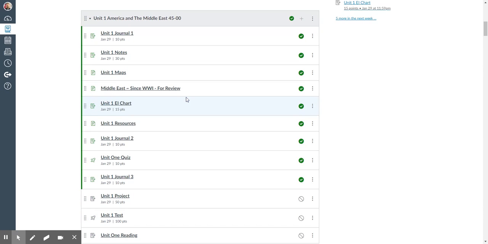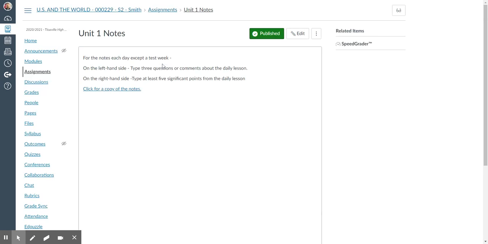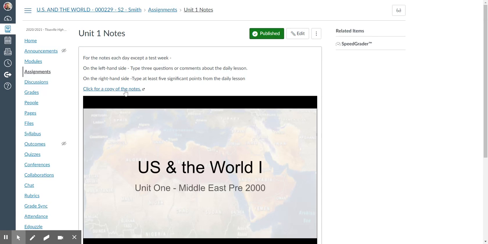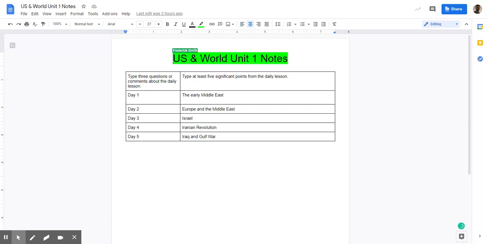And then we also, today, have taken a day of the notes. And so if you click on that, and then click on this, you will get a copy of the notes. And when you click on that copy of the notes, you should see something like this. It says U.S. and the World Unit 1 Notes at the top. And you'll just type at least 5 significant points from the daily lesson. Today we'll actually go over 2 daily lessons because we didn't have school on Monday. And then on the left-hand side here, you would type 3 questions or comments about the daily lesson. So starting here, we would press enter and type in 5 significant points from this lesson's notes.